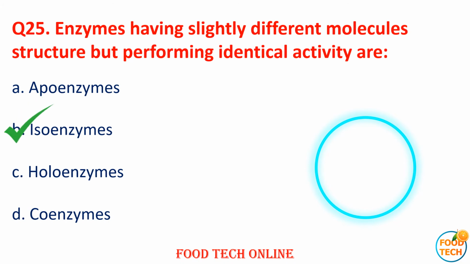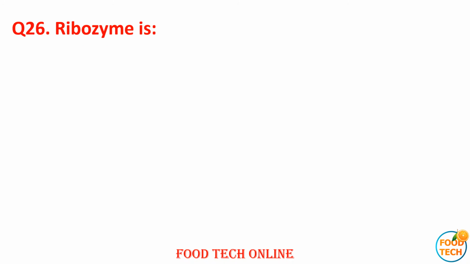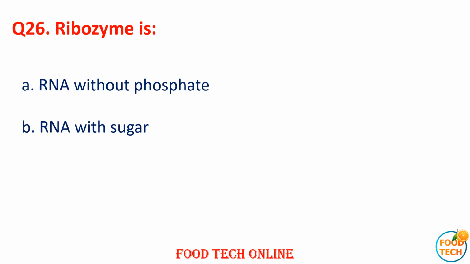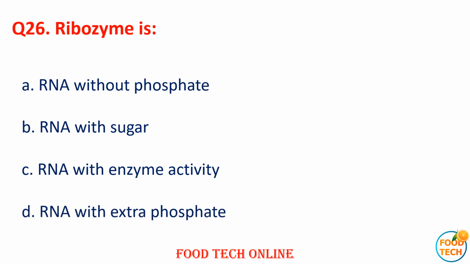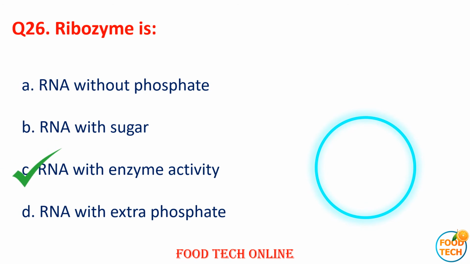Answer B. Isoenzyme. Question 26. Ribozyme is A. RNA without phosphate. B. RNA with sugar. C. RNA with enzyme activity. And D. RNA with extra phosphate. Answer C. RNA with enzyme activity.